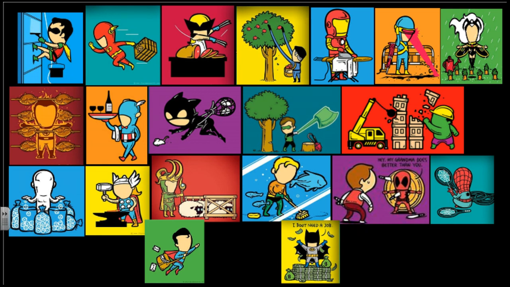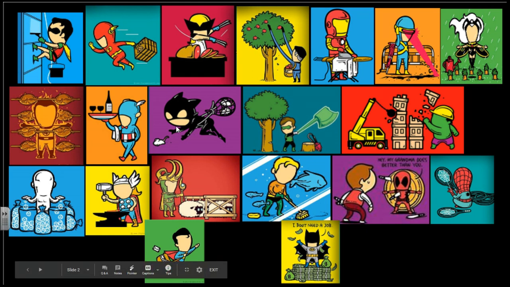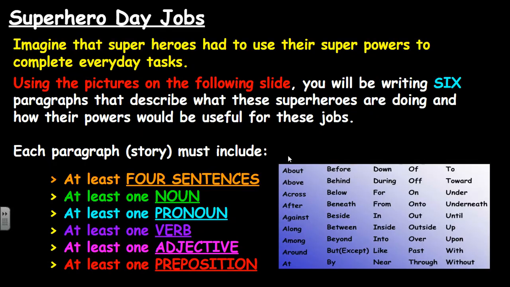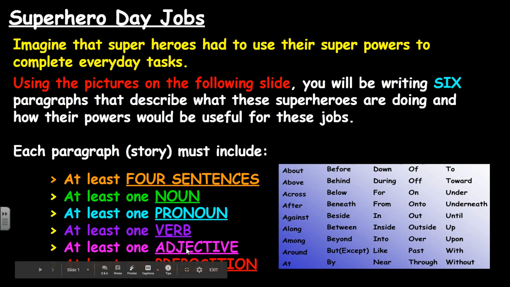Okay, so again, with this, you're picking any 6. Of this list, you have to go through again and pick 6 of them, and every one of them has their own paragraph. So if I pick like Wolverine, Captain America, Aquaman, etc., then those will be my 6. And going back to this slide, if I pick Superman delivering the mail, I have to have 4 sentences, and in the whole paragraph, I need all these other pieces. I don't need one per sentence.